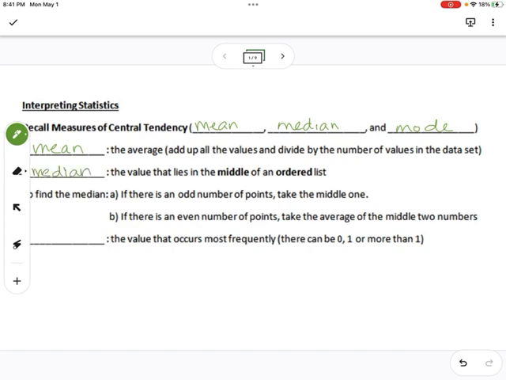Okay, so to find a median, if there's an odd number of points, it is the middle number. If there's an even amount, then there's two numbers that we need to find the average of, meaning we would add those two middle numbers together and divide by 2. And the last one, the value that occurs most frequently. So that is our mode.